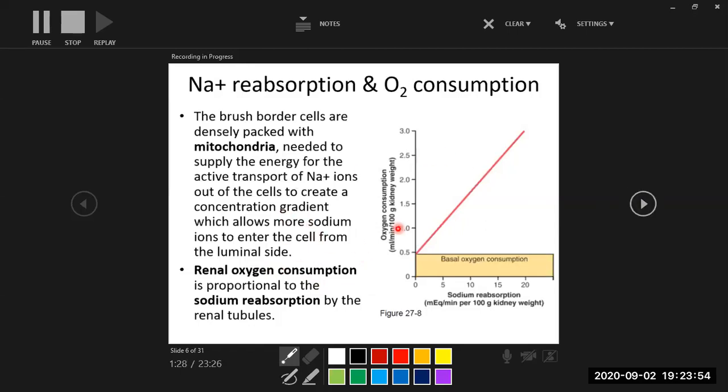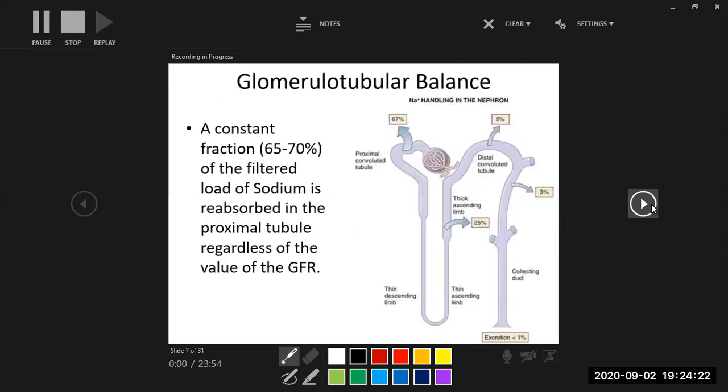So this is the engine to drive the function of the epithelium cells. The sodium potassium ATPase is the engine to drive all this reabsorption process. So that's the sodium reabsorption.